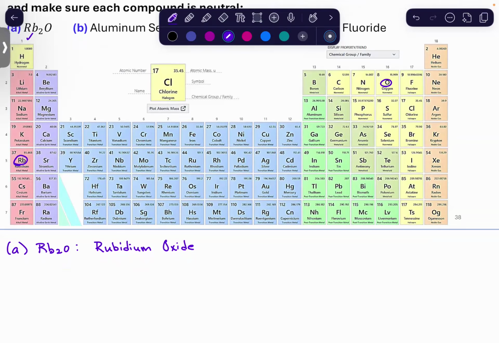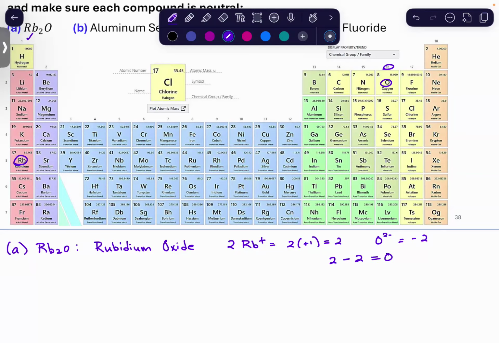So rubidium is a +1. I have 2 of those, so that's going to be 2 times the +1 charge, or a total of +2 is the charge. Oxide, it's in group 16, so it is a -2 charge. There's only one of them, so I get a -2. When I add these together, the 2 rubidiums, which is +2, plus the -2 from oxygen, equals 0.